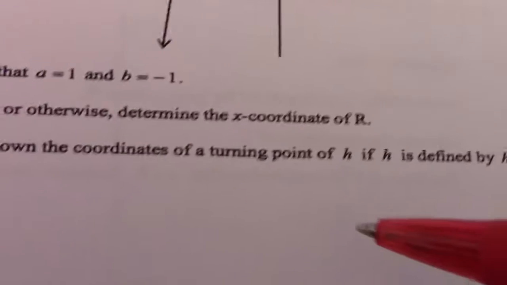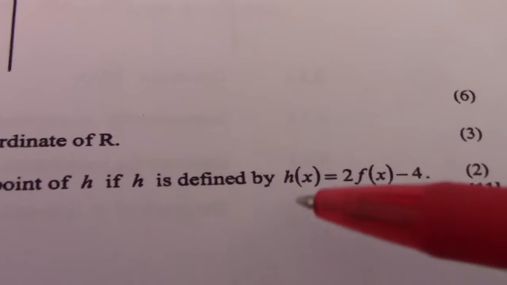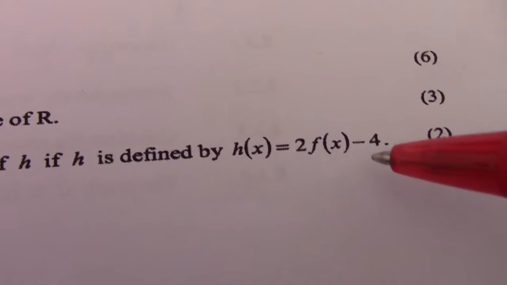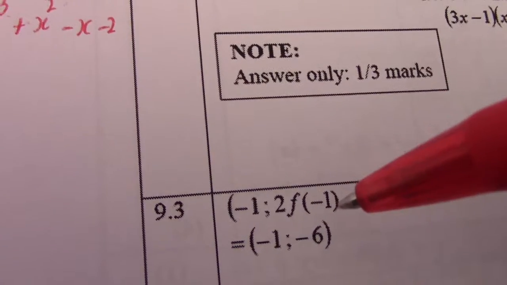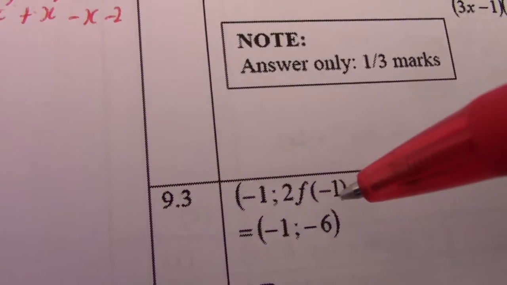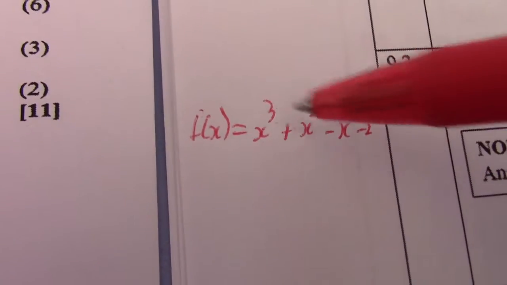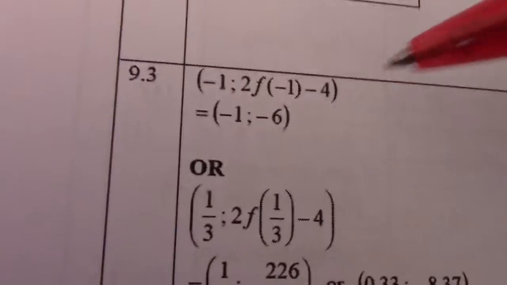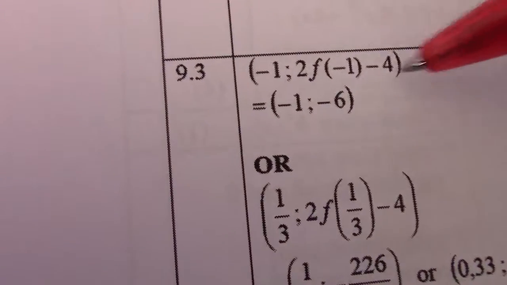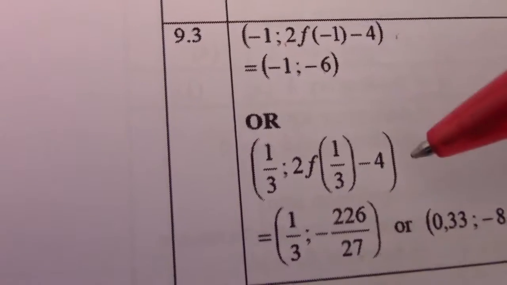So for 9.3, write down the coordinates of the turning points of h. H is defined as h of x equals 2 times f of x minus 4. That would be minus 1, which was my turning point, and I have to substitute minus 1 in place of x in f. So in that equation I put minus 1 cubed plus minus 1 squared minus minus 1 minus 2. Times 2 minus the 4 gives me negative 6.